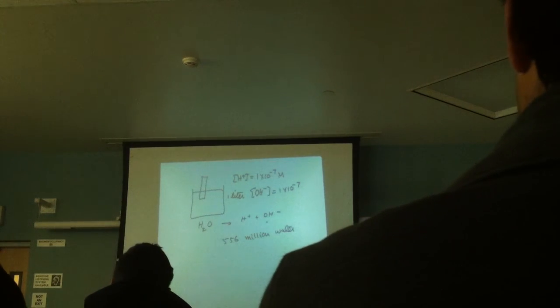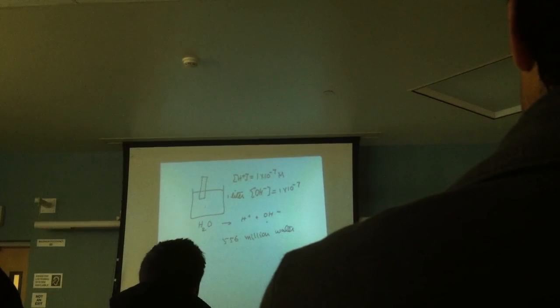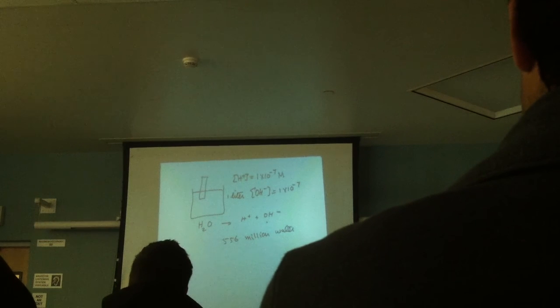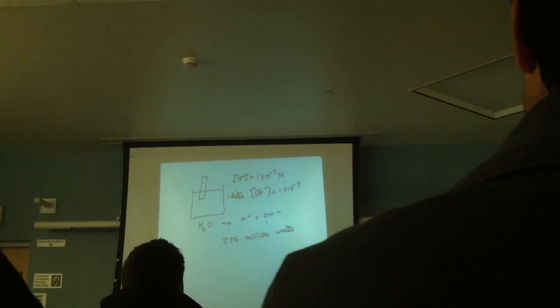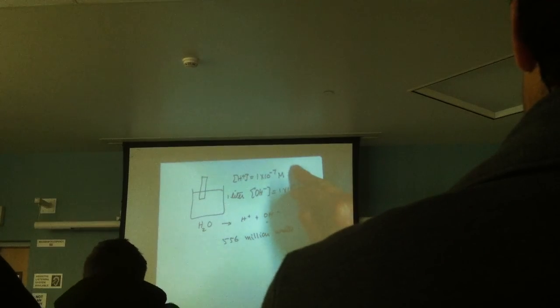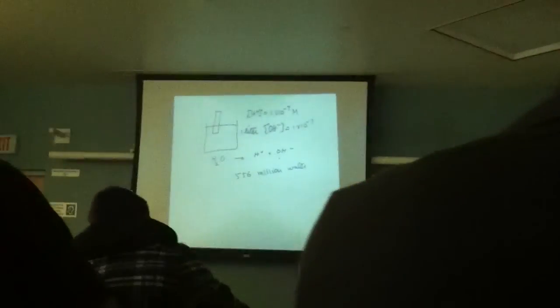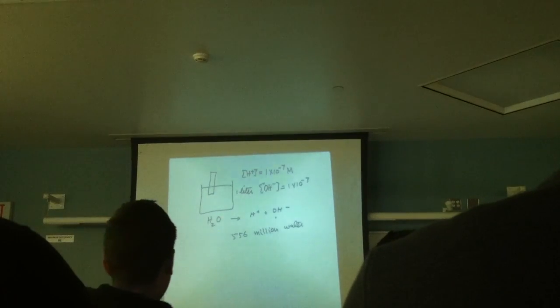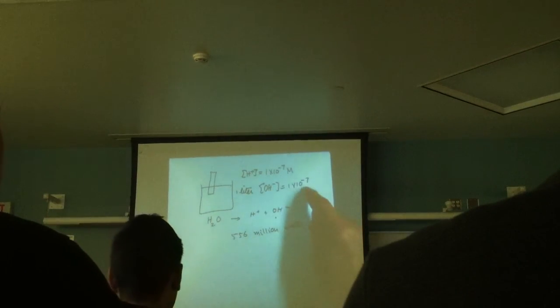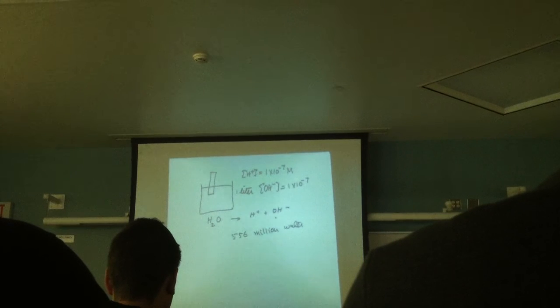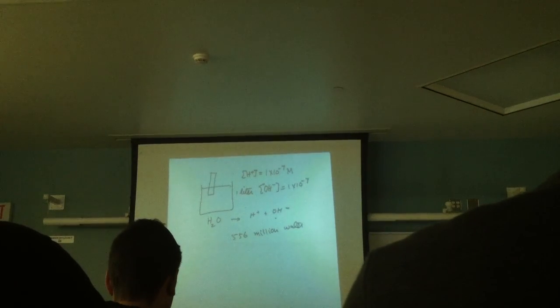Is water acidic, basic, or neutral? Neutral. Wait a minute. What makes the solution acidic? Hydrogen ions. What makes the solution basic? Hydroxide. If they are equal, we say what? Neutral. If I have more hydrogen ions than the hydroxide, we call it acidic. If I have more hydroxide than the hydrogen, I call it basic. All right?